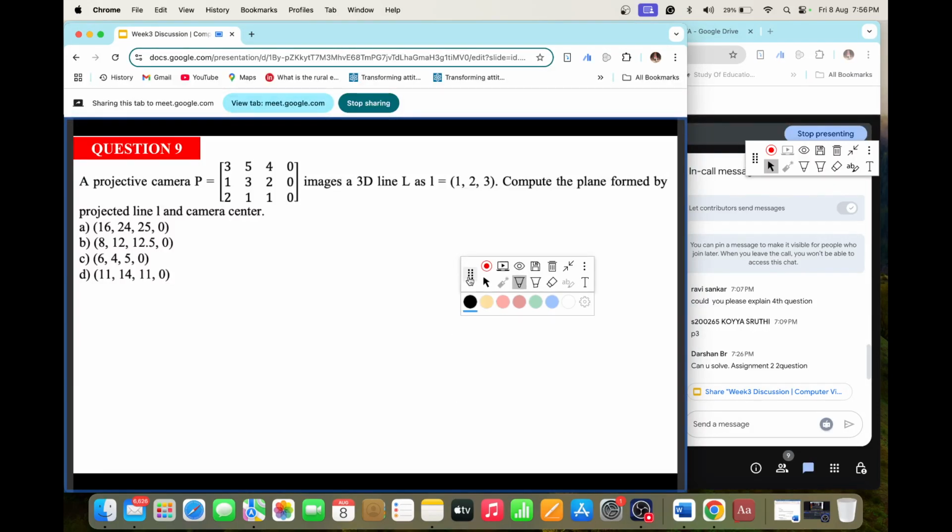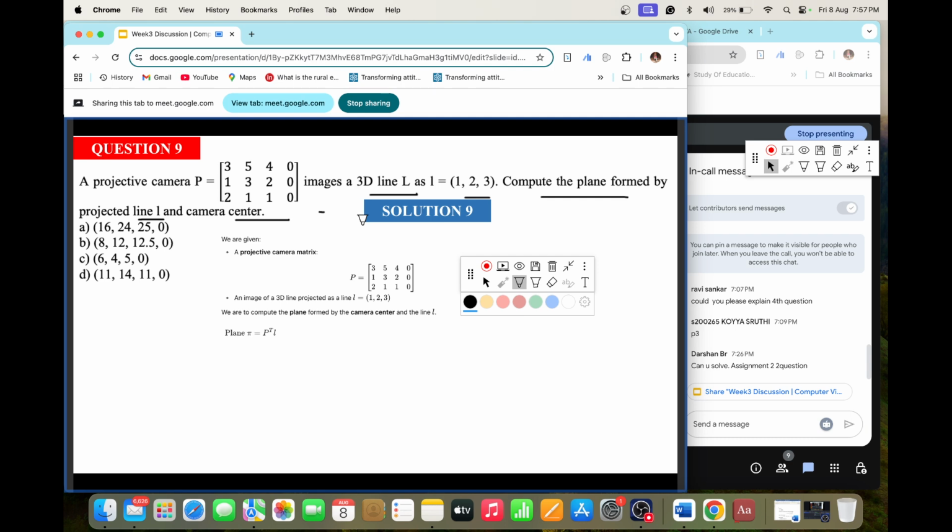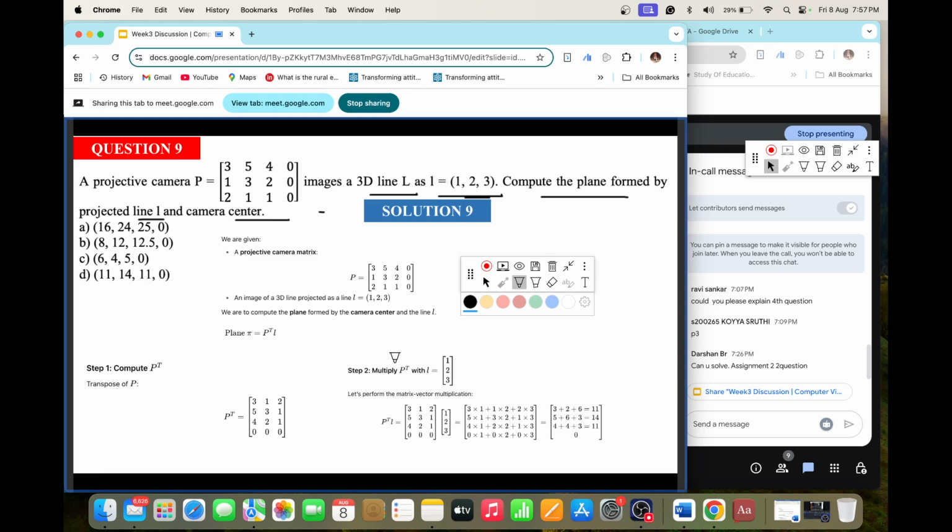Now let's move on to the next question. We have been given this projective matrix P. Images are a 3D line L. Compute the plane formed by the projected line and the camera center. Very easy. Again, it is P transpose into L. This can be easily found out. P transpose into L, and we can get a plane from it. So you just take the transpose of P, multiply it with the line, and you can get the solution. Okay, so now it has been given 11, 14, 11, 0. So option D is the answer.